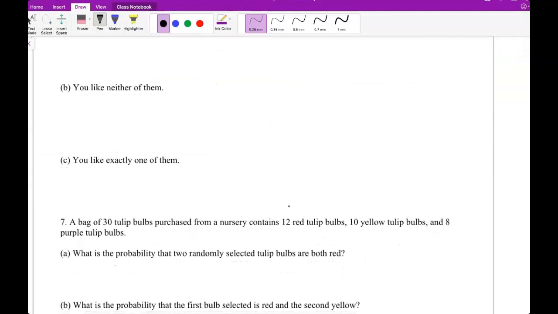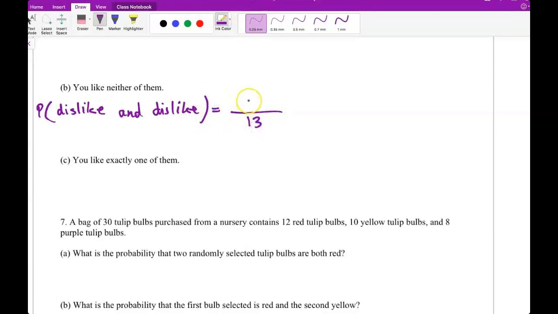Part B, you like neither of them. So is this like and? You can use comma or you write and. Dislike. In total we have 13. And how many we had for dislike part is 8. Multiply by, again, as without replacement, so subtract 1, both numerator and denominator.